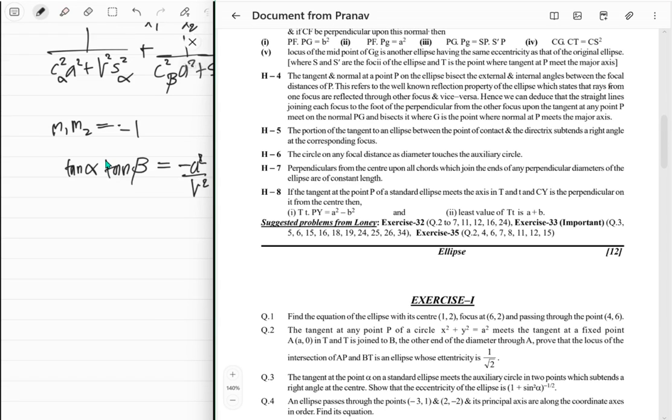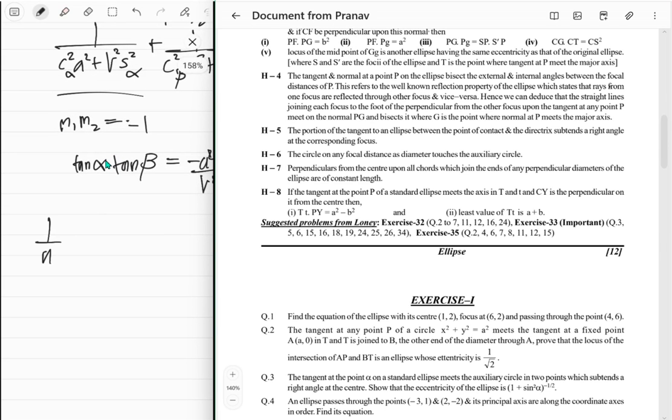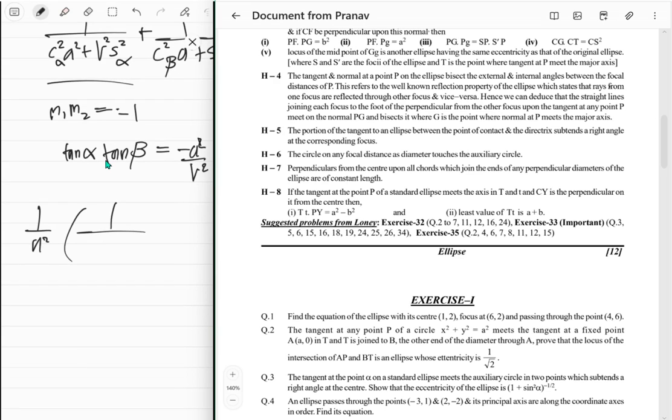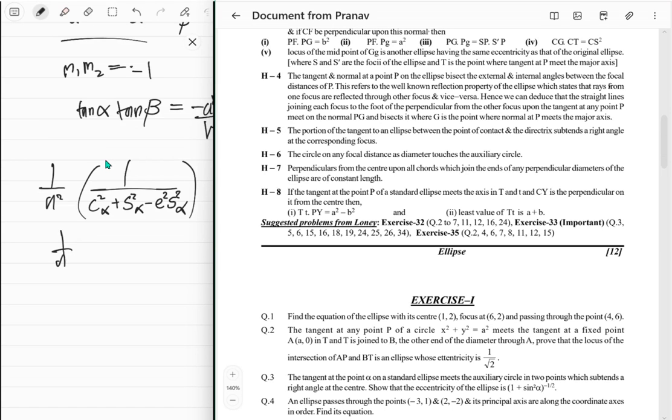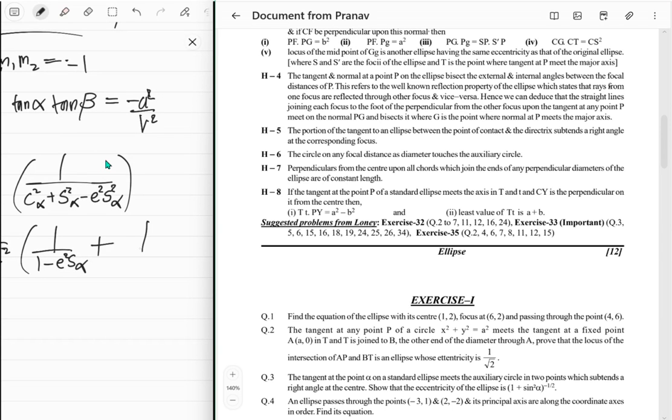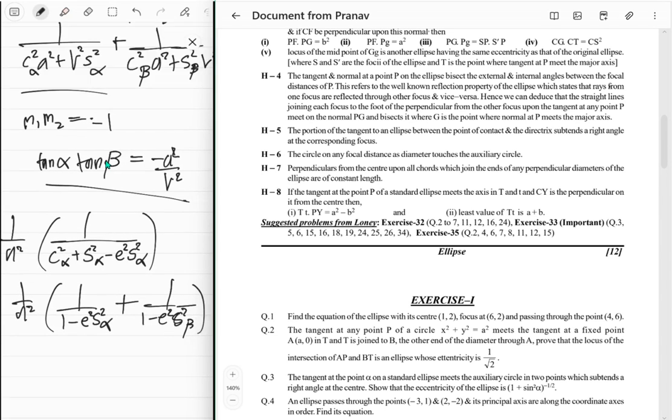I think that's better. And this whole thing is 1 upon a square, and then you got 1 upon cosine squared alpha plus sine squared alpha minus e squared sine squared alpha, right? So basically 1 upon a square, and then you got 1 upon 1 minus e squared sine squared alpha. And similarly, you got the other one, minus e squared sine squared beta, right? But how does this become this, right? That's the question.